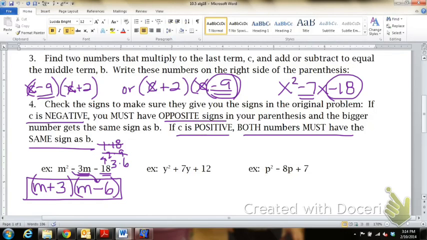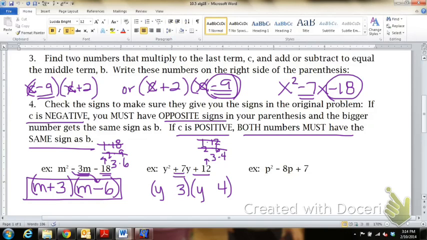Now the next one. Set up your parentheses. Y squared is y times y. I want to list all the numbers that multiply to make 12. 1 and 12, 2 and 6, and 3 and 4. Which ones can add or subtract to give me a 7? Not 1 and 12, not 2 and 6, but 3 and 4 sure work.